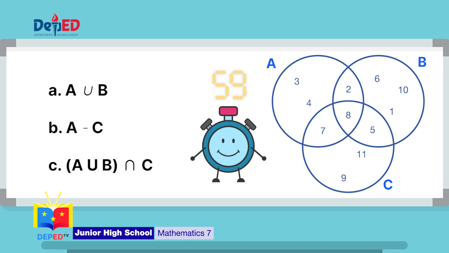First, find A union B. Second, find A minus C. Third, find the union of sets A and B intersection set C.